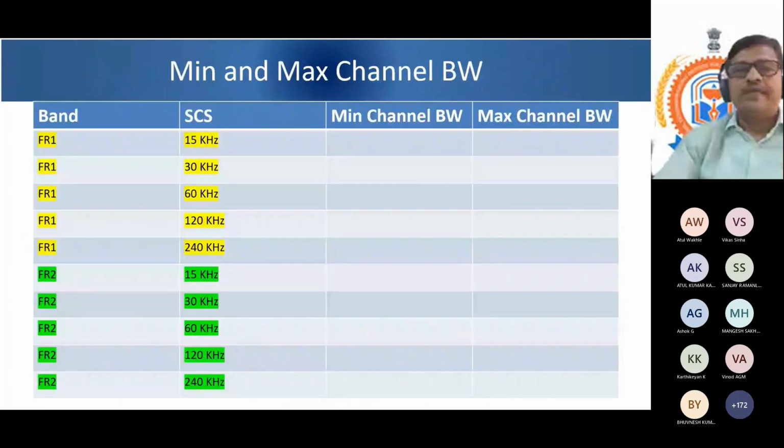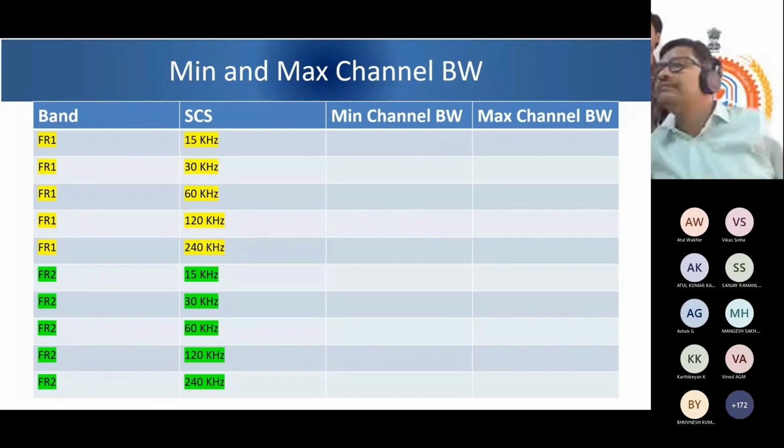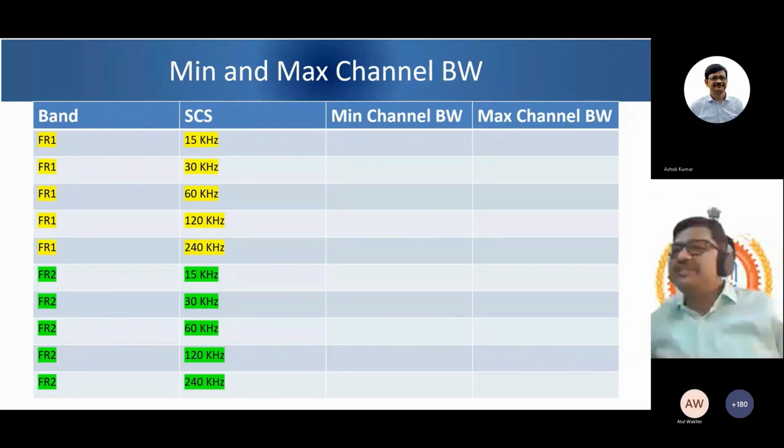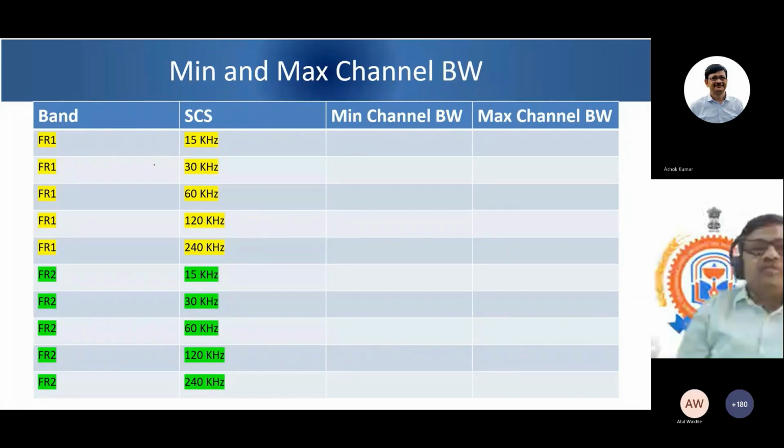Yes, sir. Okay. So if you have actually understood, just tell me. I'll fill up this table based on what you are answering in the chat box. So suppose I have frequency range 1, my sub-carrier spacing is 15 kilohertz. What is the minimum channel bandwidth I can use? 5 megahertz. And what is the maximum I can use? Maximum can be 50 megahertz.